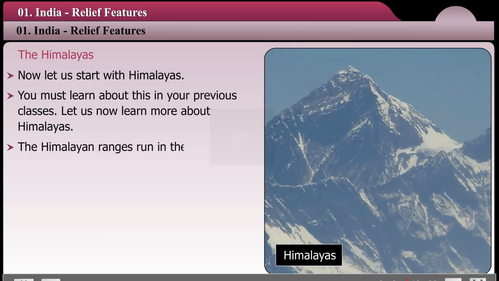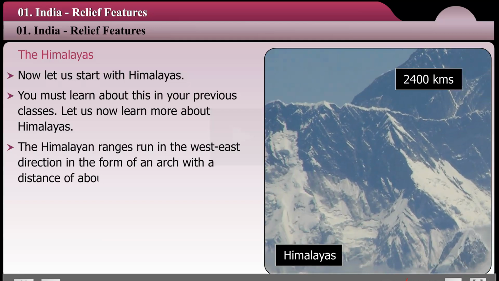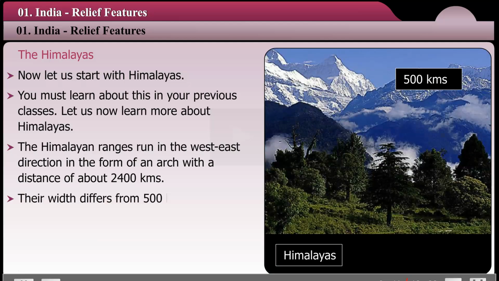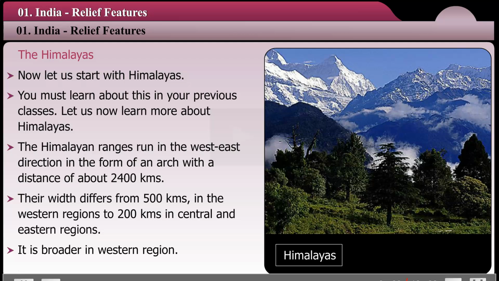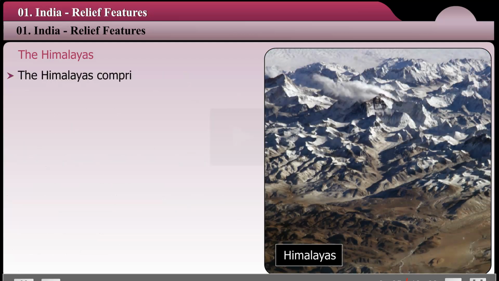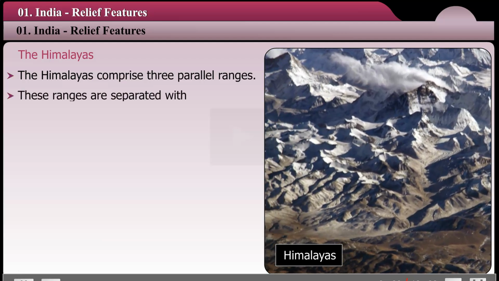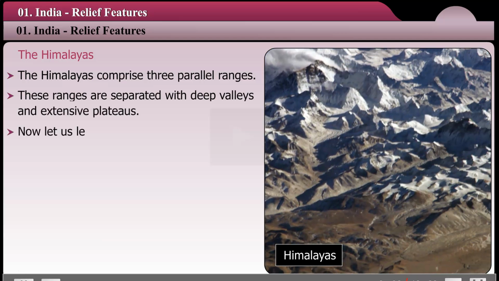The Himalayan ranges run in the west-east direction in the form of an arch with a distance of about 2,400 kilometers. Their width differs from 500 kilometers in the western regions to 200 kilometers in central and eastern regions. It is broader in the western region. The Himalayas comprise 3 parallel ranges. These ranges are separated by deep valleys and extensive plateaus. Now let us learn about each range.